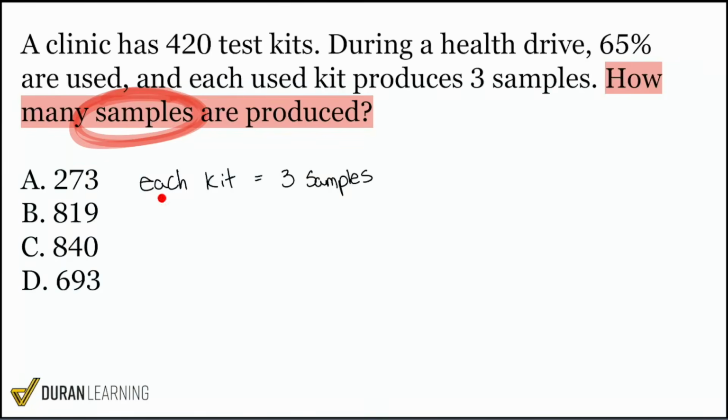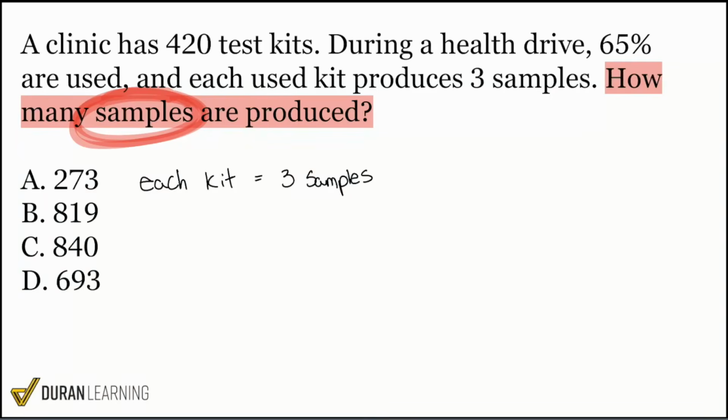When you think about the word each, when you're trying to find the grand total, you're multiplying. If it says each kit is 3 samples and you're trying to get down to the number of kits, well, you'll be dividing that total by 3 to get the number of kits. But in this case, we want the total number of samples. Because we have the number of kits, or we're going to get the number of kits, and we know each kit is 3 samples, we multiply by 3 to get that total number of samples.